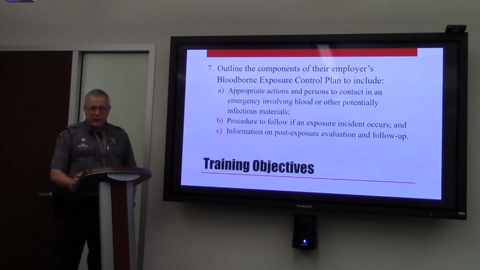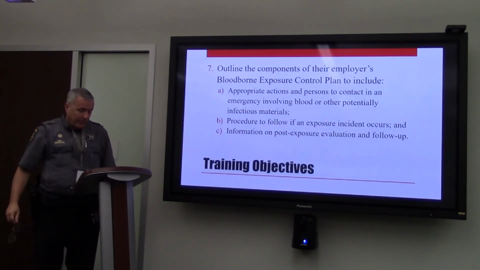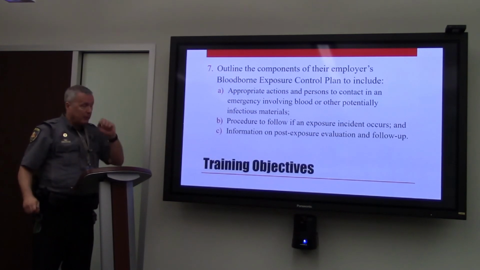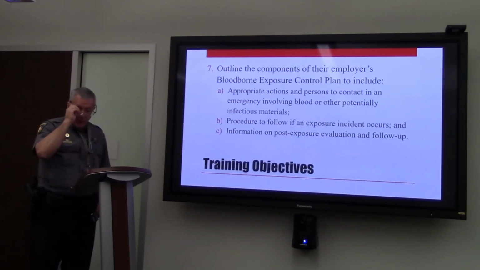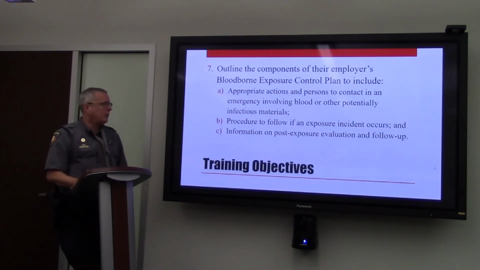One of the things that is not in these objectives is anything about COVID or coronavirus. I'm not going to add anything to the lesson plan on this, but as we go through the lesson plan, as we get to parts that are going to apply to COVID exposures and what to do to avoid a COVID exposure, we'll talk about it as it comes up during the course of the lesson plan.